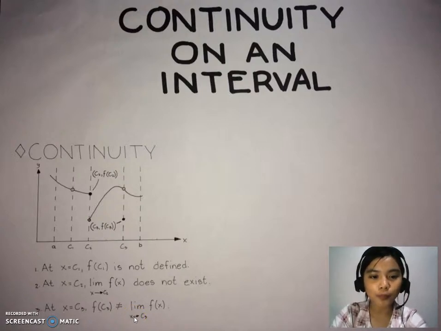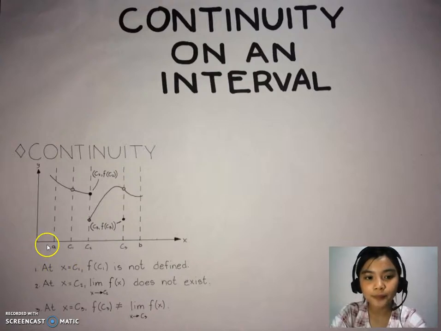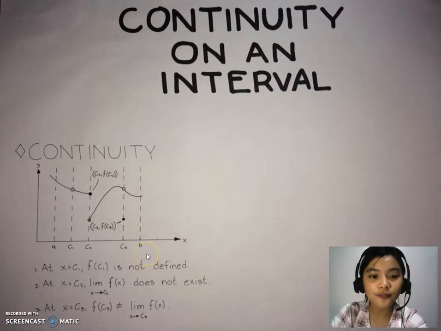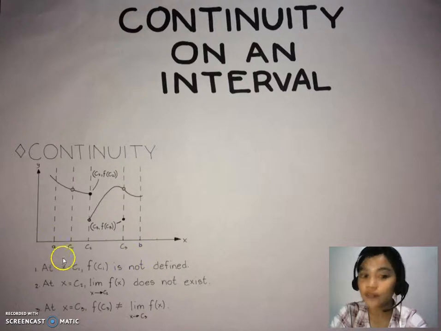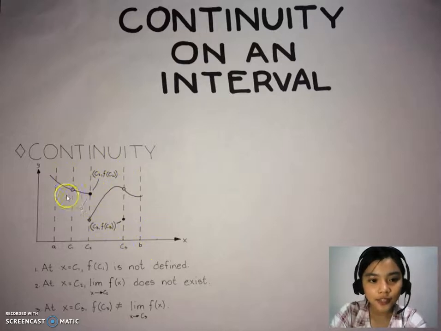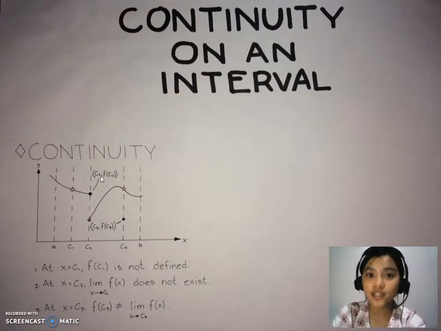At all other points in the interval a, b, the graph of f is uninterrupted, which implies that the function f is continuous at all other points of a and b. But in this figure, we can conclude that f is not continuous when x is equal to c sub 1, c sub 2, and c sub 3.